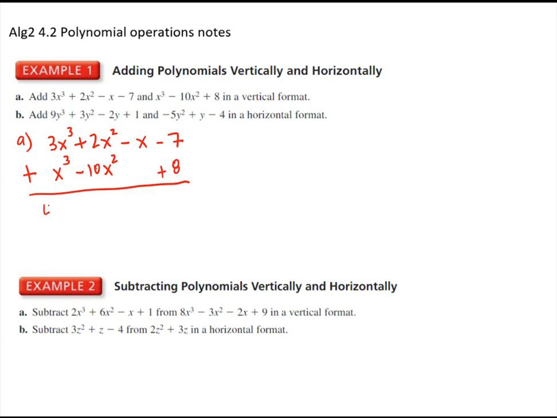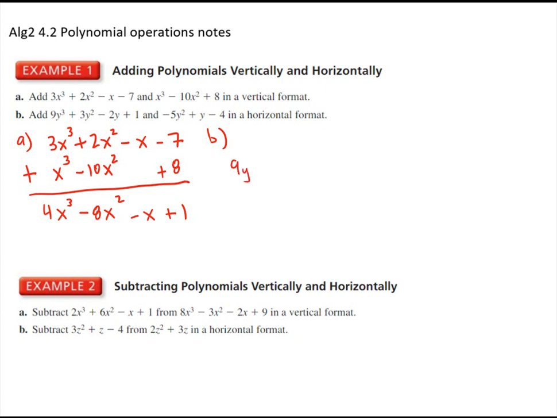So then we end up with 4x to the third, then we have minus 8x squared minus x plus 1. That would be your answer. Okay. Now another way we can add polynomials is by doing it horizontally. So example B here, I'll show you how to add these polynomials horizontally.